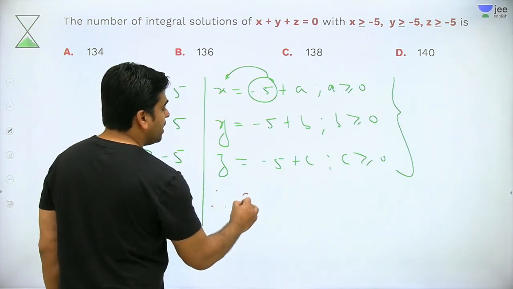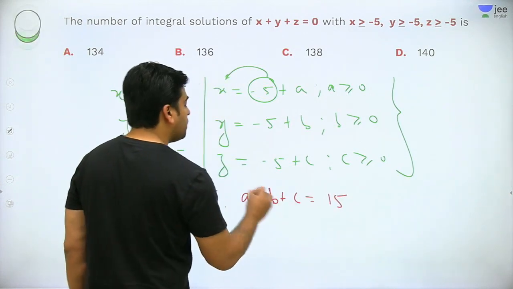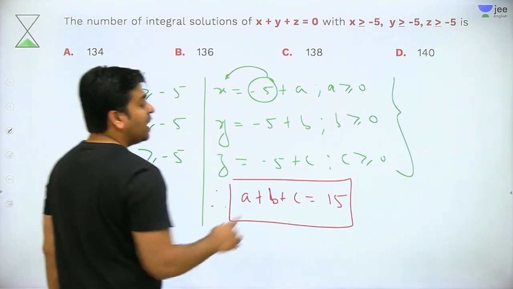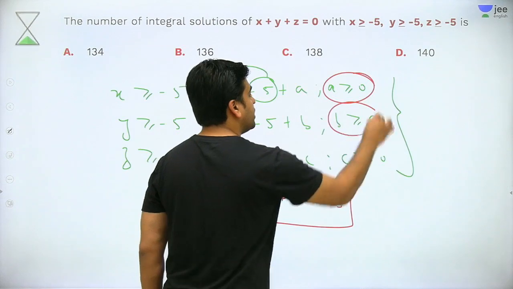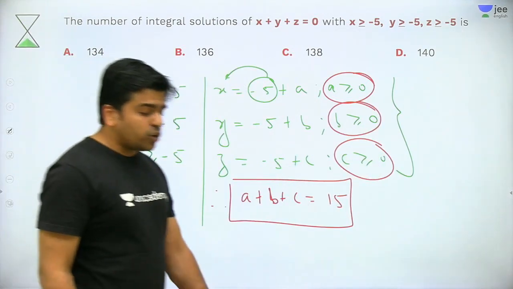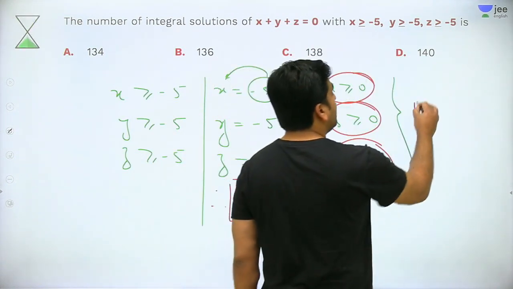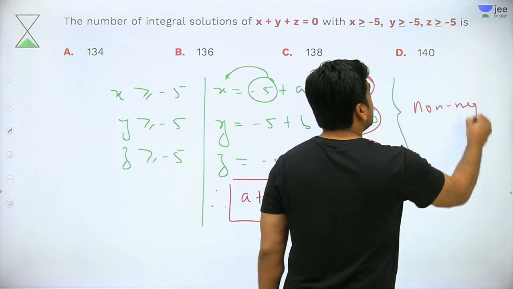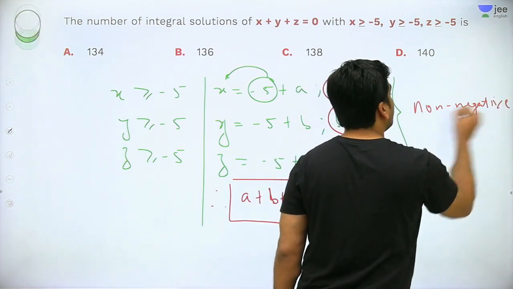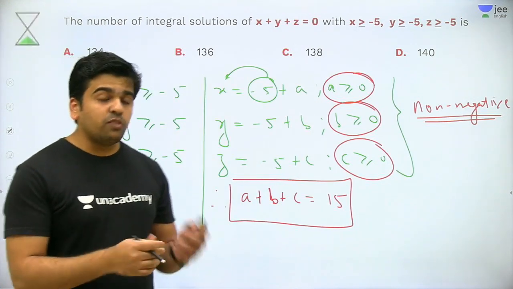We will get a plus b plus c is equal to 15. A plus b plus c is equal to 15, and the variables have this condition. They should be integral and they should be greater than or equal to 0, which is exactly what we call non-negative. These actually are non-negative integral solutions, right? And now our question becomes very easy.